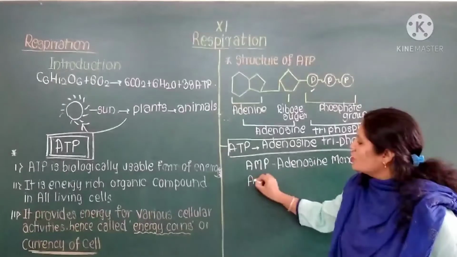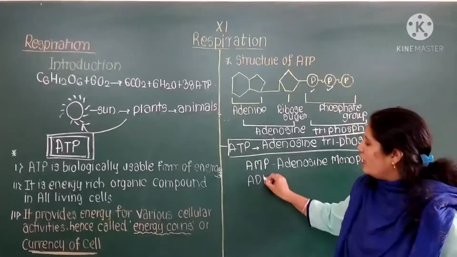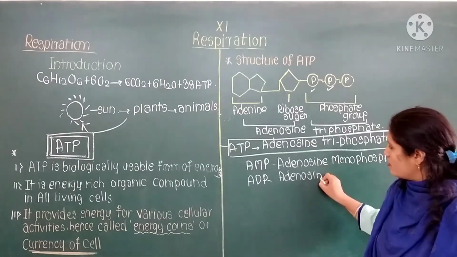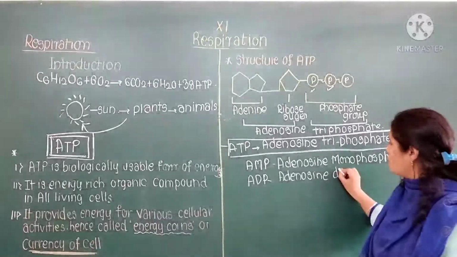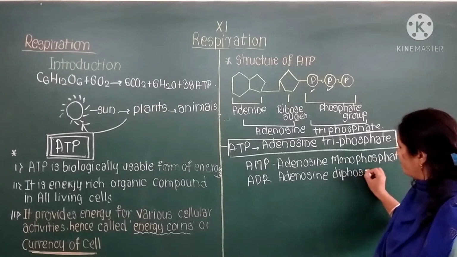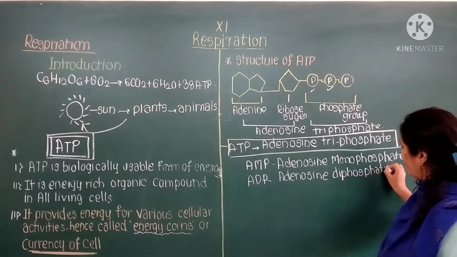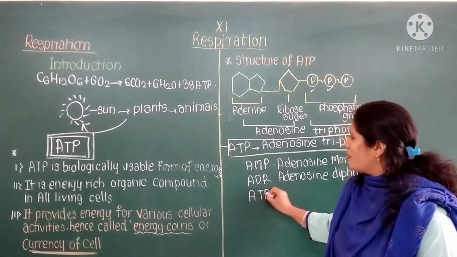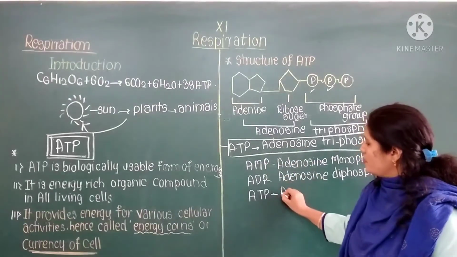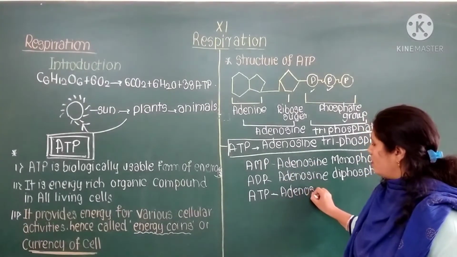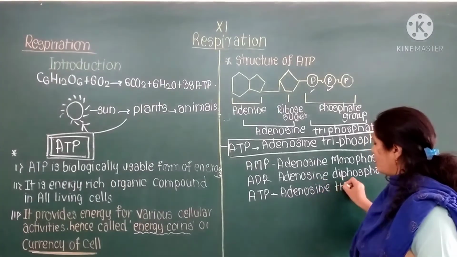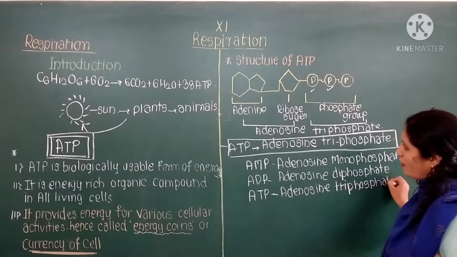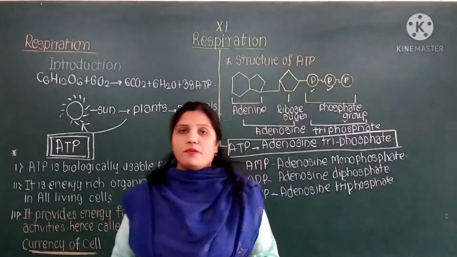Whenever two phosphates are there, that is known as adenosine diphosphate, or you can say biphosphate. Then the next one is known as ATP. Just now we have seen ATP, that means adenosine triphosphate. So this is about the ATP.